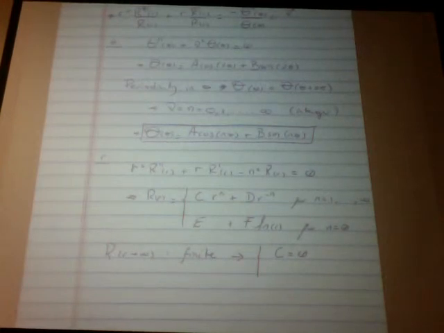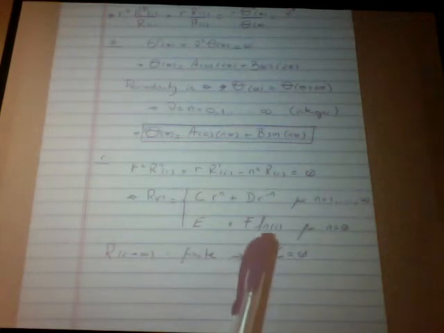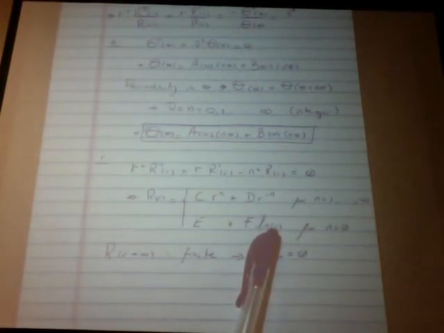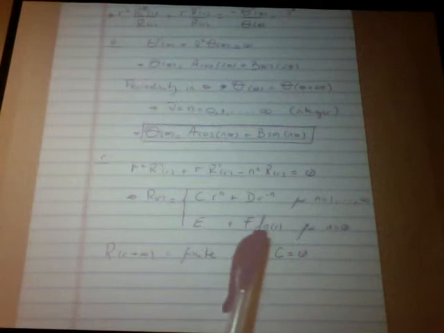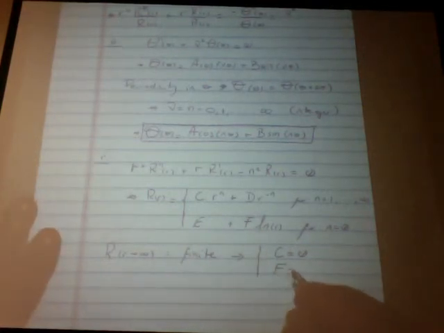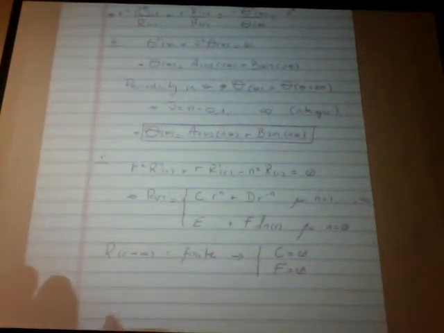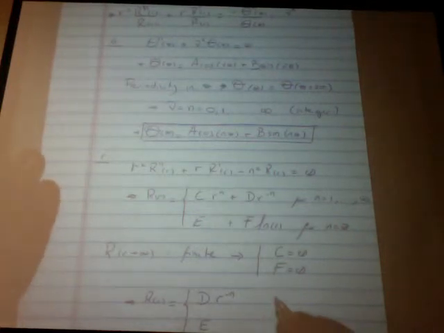How about in the second one? E is a finite number, that's fine. Here, what is the log of infinity? It's infinity too, right? So therefore F must be equal to 0. And therefore, R of r is equal to either D times r to the minus n, for n equals 1 through infinity, or E for n equal to 0.